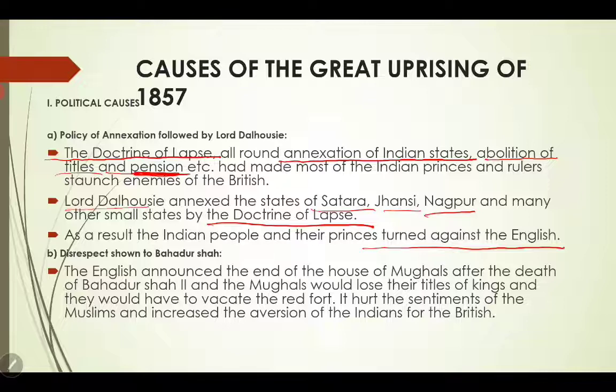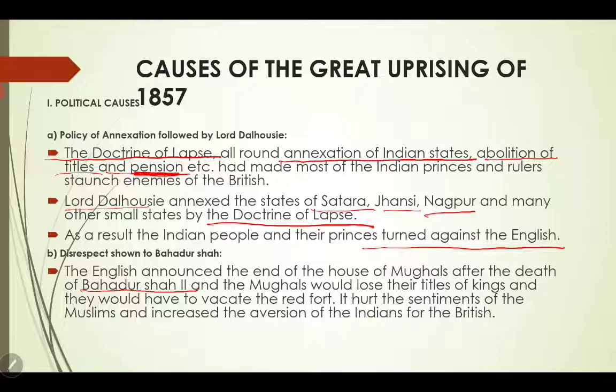Now next one is disrespect shown to Bahadur Shah. The house of the Mughals was also humiliated when they came to know that they would be thrown out of Delhi after the death of Bahadur Shah II. His sons Mirza Jawan Bakht and Mirza Shah Abbas would not be given the throne.